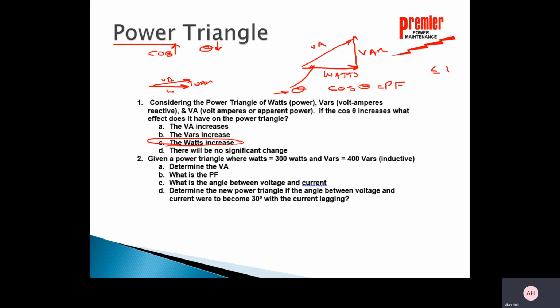Question number 2 when it comes to power triangles. Given a power triangle where watts equals 300 watts and VARs equal 400 VARs, determine the voltamperes, what the power factor is, and what the angle between the voltage and current is. So I'm going to go to a free page here and start all over again. So I've got 300 watts, and I've got 400 VARs.